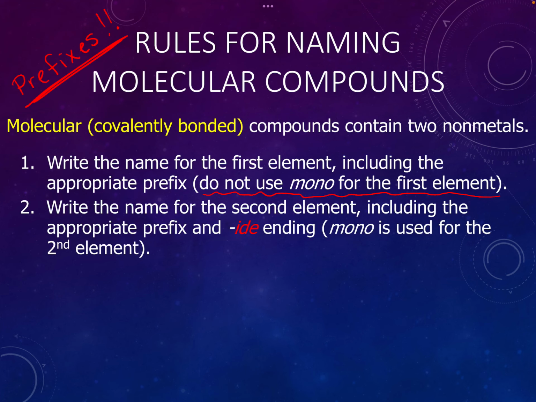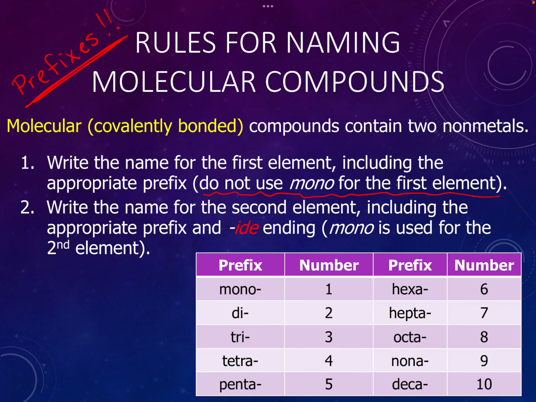And then the second element, we're again going to change to end in IDE, just like we've done before. Okay, so the first element stays the same, the second element changes to end in IDE, and for both of them, we're going to use prefixes. So here are the prefixes. The prefixes are mostly what you've seen in math, like hexa means 6, so a hexagon has 6 sides, or penta means 5, so a pentagon has 5 sides, right?